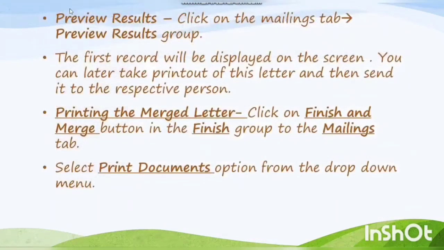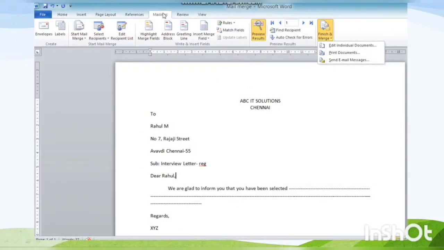And then the next thing is Preview Results. Preview Results is also there in your Word document itself, in the same Mailings tab. You just have to click on Preview Results. Once you click, it will show you the first record, and as you can see here, the arrows are here. You just have to click and see. We have three name lists. When you click on the arrows, you can see the next result, and finally you finish it with Finish and Merge.